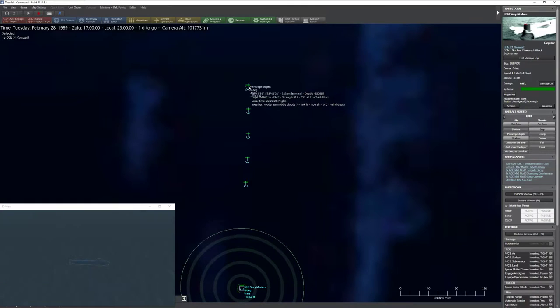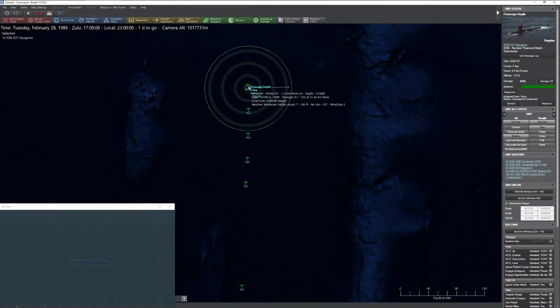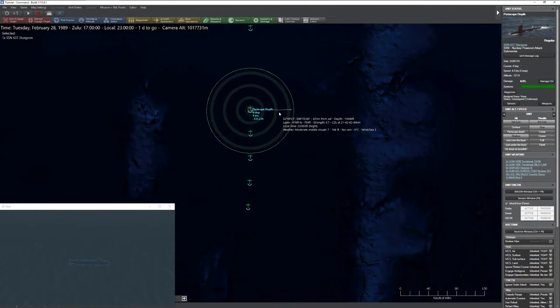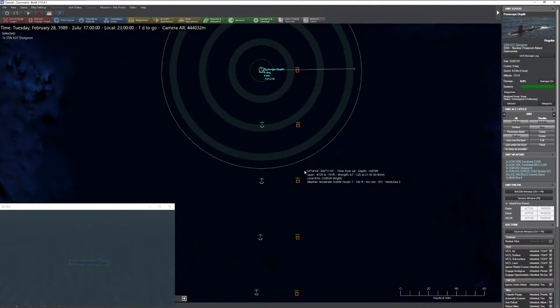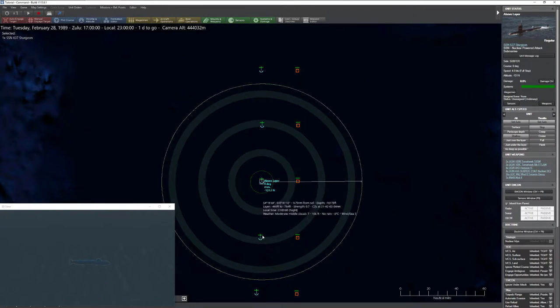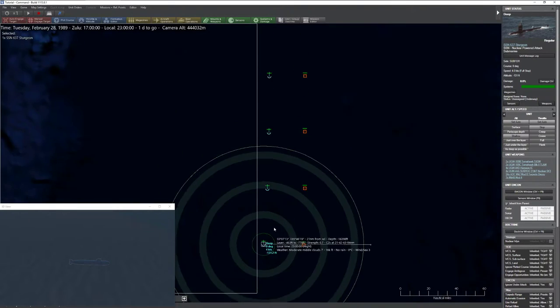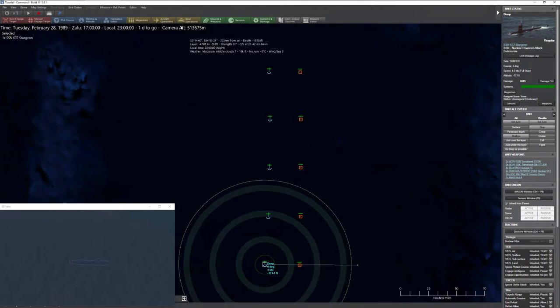So basically, we have a set of good old-fashioned Sturgeon, SSN 637s. I'm going to go ahead and turn on the bad guys for a second here. Well, actually, unfriendly in this case. These are all Oliver Hazard Perry frigates. This one's been assigned to travel at periscope depth, shallow depth, a little bit above that layer, a little bit below the layer, and of course, as deep as possible. So what I'm going to do is switch to the other team.